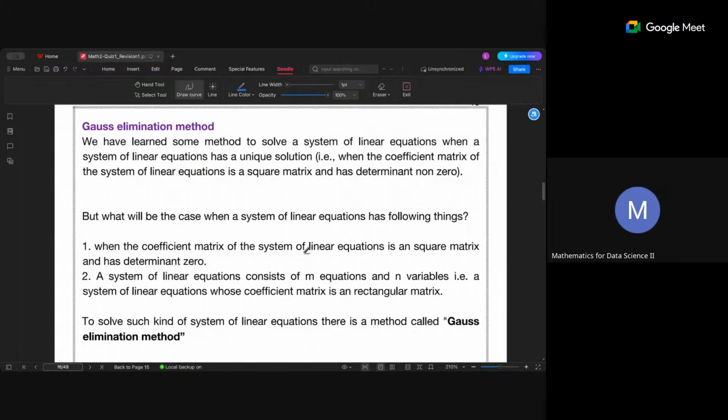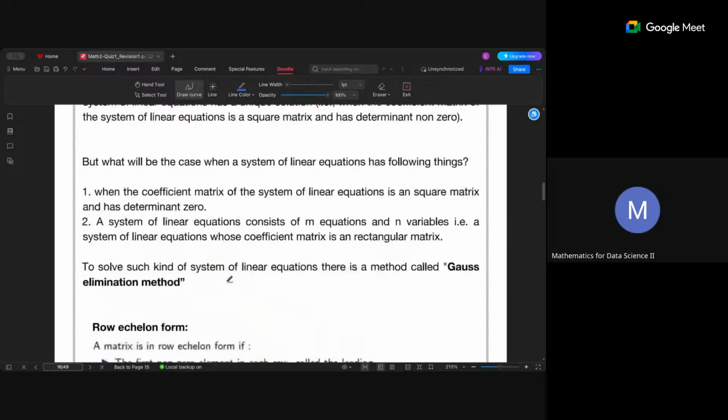So next we are going to look at what is the Gauss elimination method. When we have a square and invertible matrix, you can find the inverse and find the unique solution. But if we don't have a square matrix with an invertible coefficient matrix, or if we have just a rectangular matrix where we cannot compute the inverse, then in that case we have to rely on the Gauss elimination method.